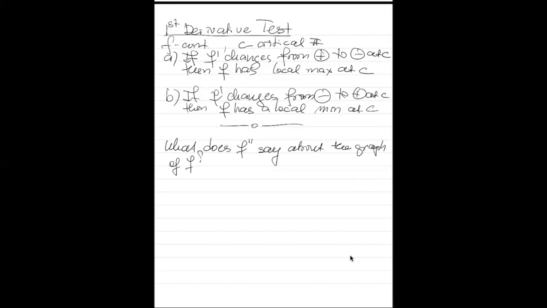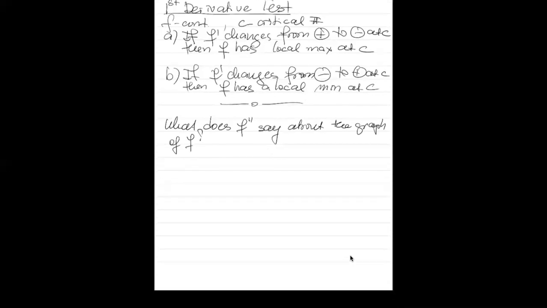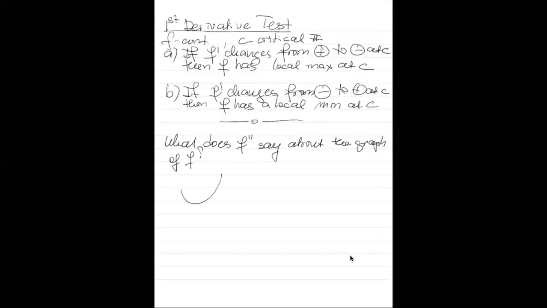Okay, so let's look at the picture. And here's a graph where the shape is upward. So we say this is concave upward. So in this case, the second derivative is positive on this interval, and concave downward, concave downward.